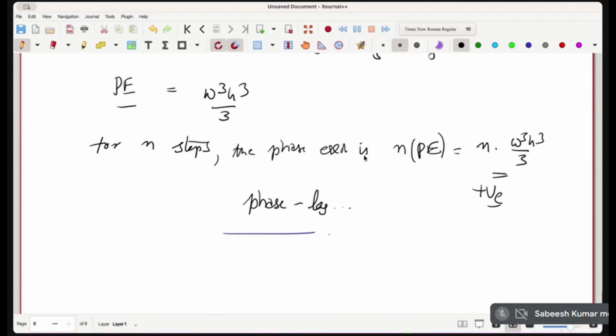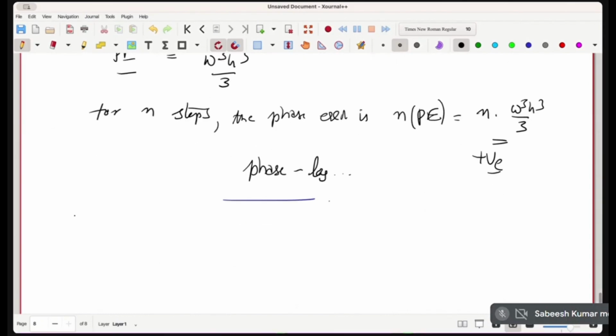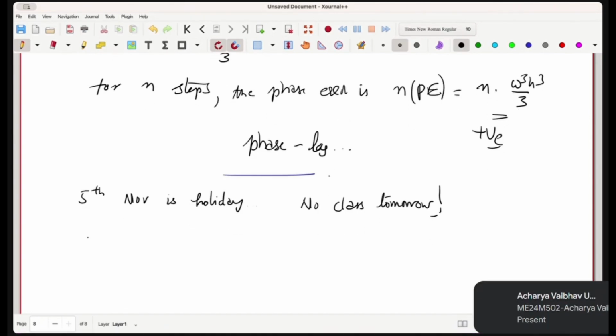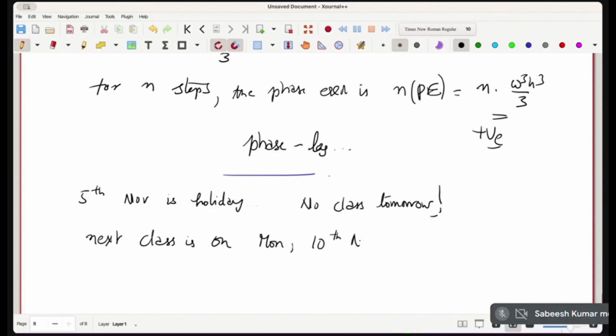Tomorrow is a holiday. 5th November is a holiday on account of Guru Nanak Jayanti. So as a result, no class tomorrow. We're going to directly meet next Monday, that is on 10th of November. Any questions, anybody?